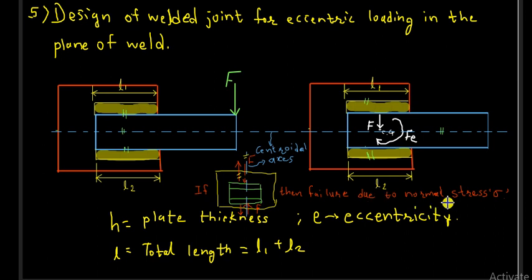Now we will see if the force is not acting originally along the CG, but it is eccentric. In the previous case it was acting at the CG, here it is acting at some eccentricity E, then it will cause a shear failure in these parallel fillet welds. First let us say shear force F is acting at both weld beads, and there will be another effect of this Fe, twisting moment Fe, which will create a torsion. We will see one by one.